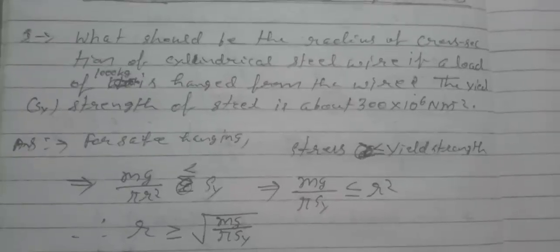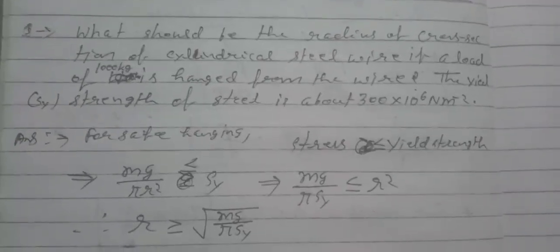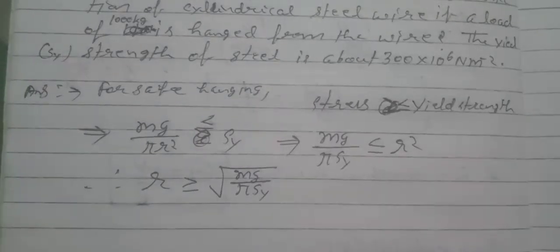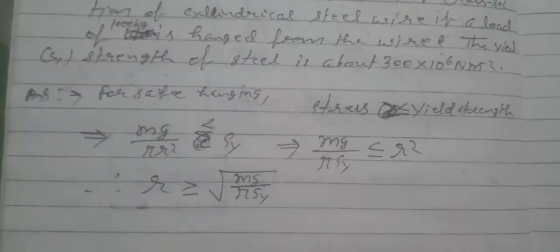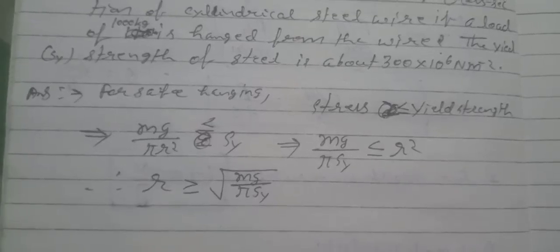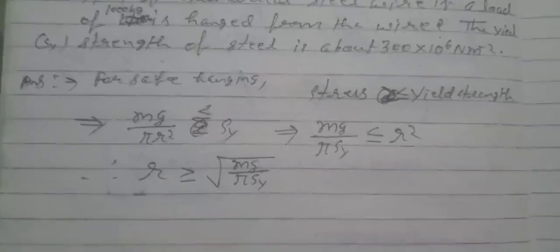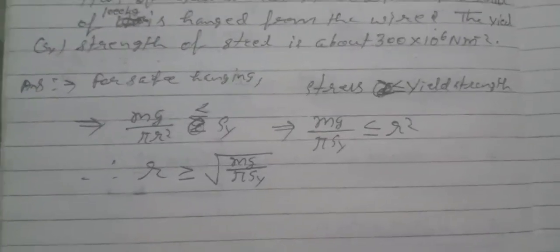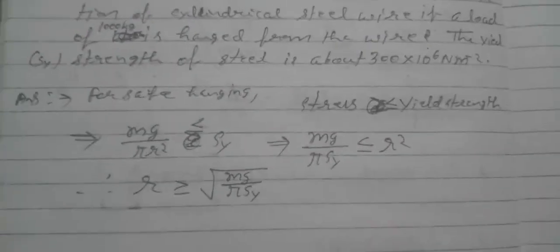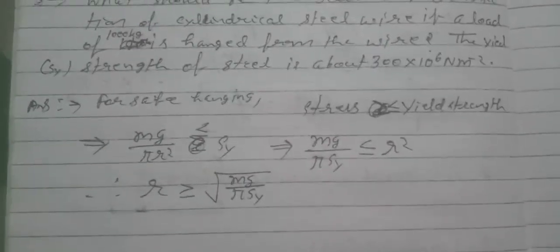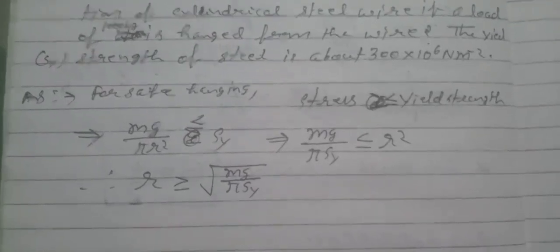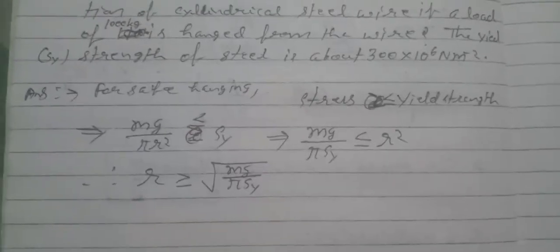For safe hanging, the stress must be less than or equal to the yield strength, or mg by pi r squared must be less than or equal to Sy, or mg by pi Sy is less than or equal to r squared, or r must be greater than or equal to the square root of mg by pi Sy. So this is all about the properties of material, the elastic property of material.